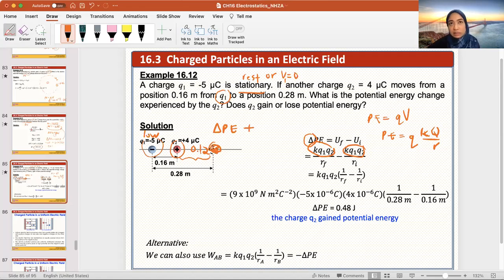If this was a hassle for you, there's another way to do it, which is just remembering that WAB is kQ1Q2 times 1 over RA minus 1 over RB. This is initial minus final, which is also equal to minus delta PE. Here we see the answer is a positive 0.48. The charge Q2 gains potential energy, which is positive, so our intuition was right. Conceptually, we were right before we even solved it. So that's how you check your answer.